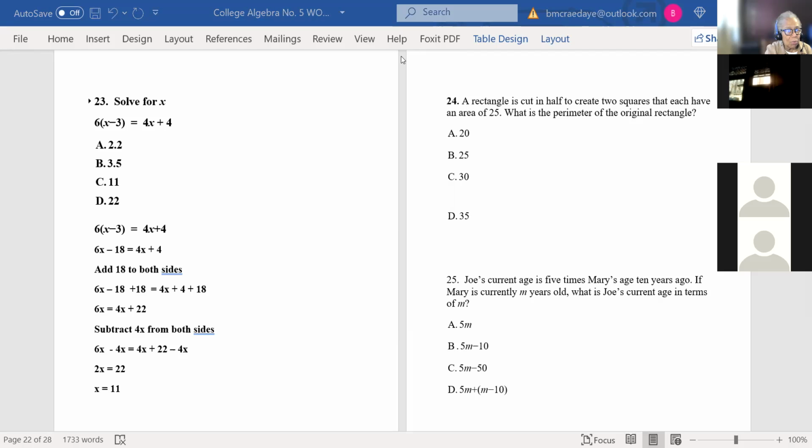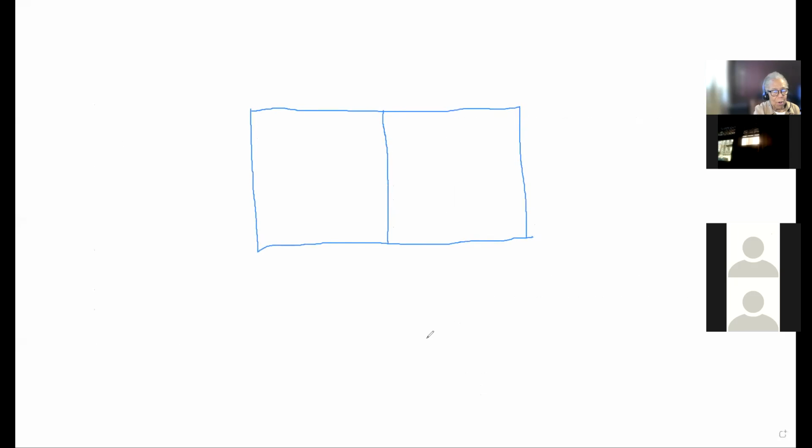Let's do a whiteboard on this one. Okay, so here's the rectangle. And here are the squares that make up the rectangle. It's cut into 2 parts. A square here and a square here. And what did we say about the square? It's 25.